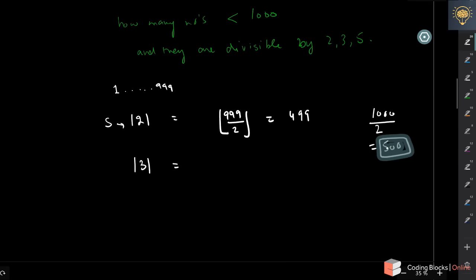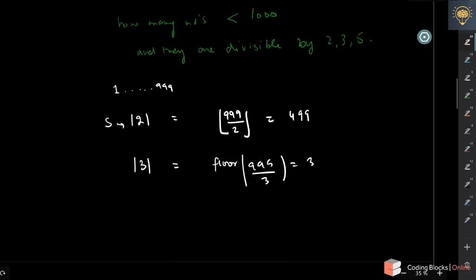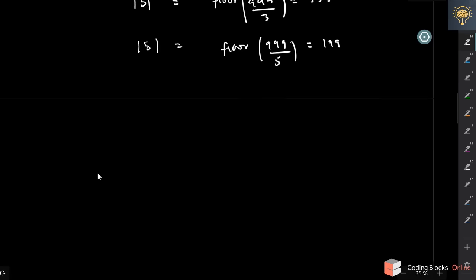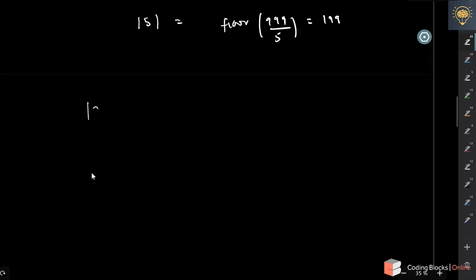So the number of numbers which are divisible by 3 would be given by floor of 999 divided by 3, which is equal to 333. I also need to find out those numbers which are divisible by 5, so it is going to be floor of 999 divided by 5. This comes out to be 199. Now what is the problem statement? The problem says I want to find all those numbers which are divisible by 2 or 3 or 5. This is effectively what I need to find out.